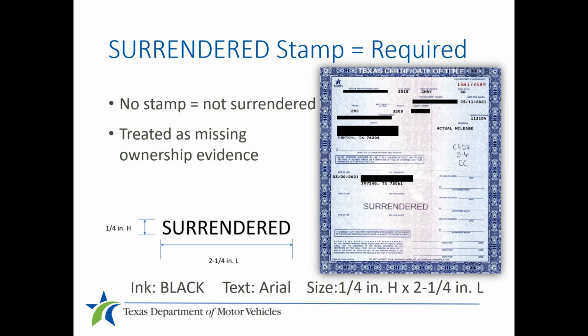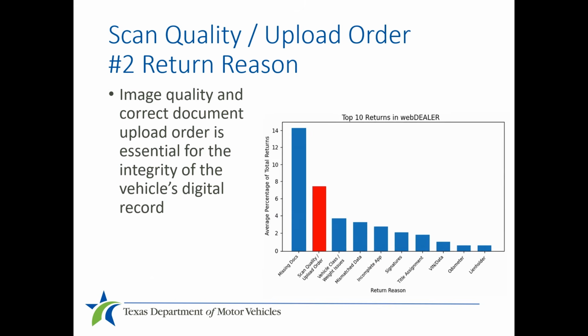The second most common reason a transaction gets sent back has to do with scan quality and upload order. Good image quality and uploading documents in the right order are important. They help keep the vehicle's digital record correct and trustworthy. If images are hard to read or documents are uploaded in the wrong order, the transaction may be sent back. Now let us talk about scan quality and what to look for.